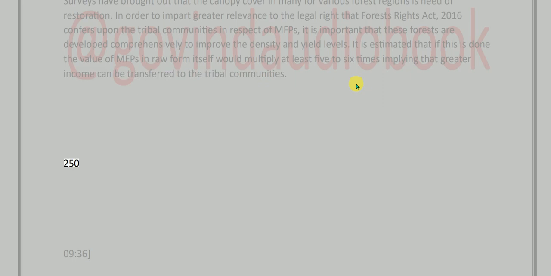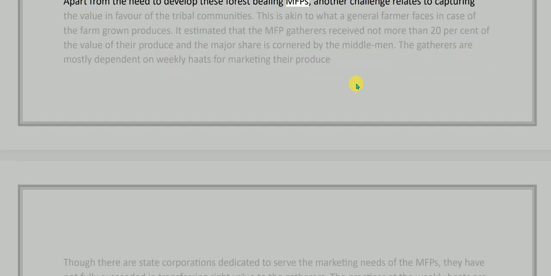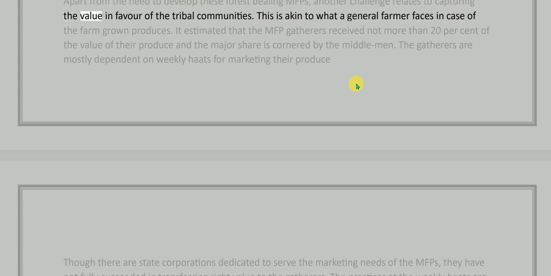250. 936. Apart from the need to develop these forest-bearing MFPs, another challenge relates to capturing the value in favor of the tribal communities.